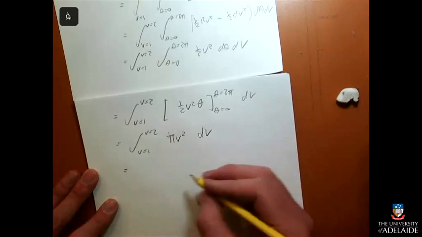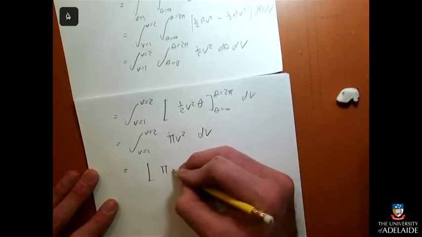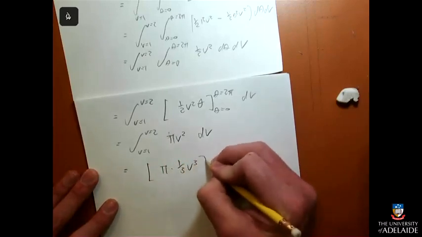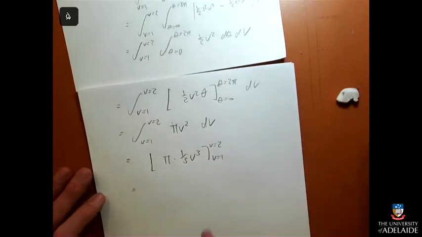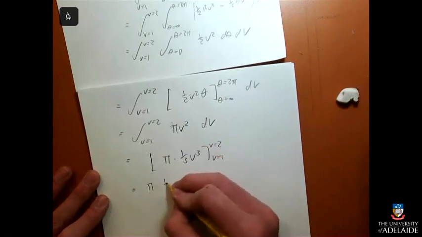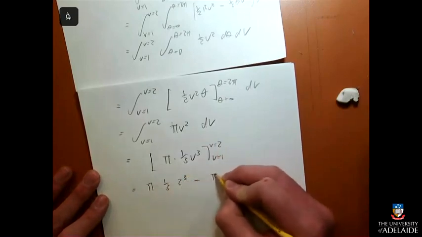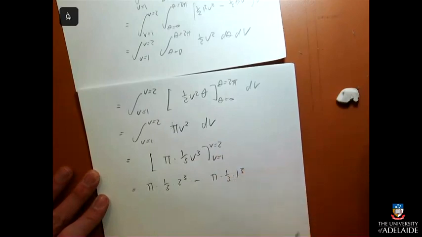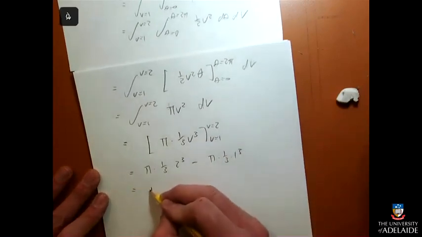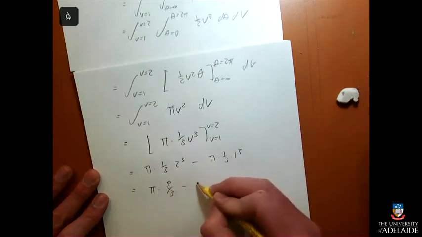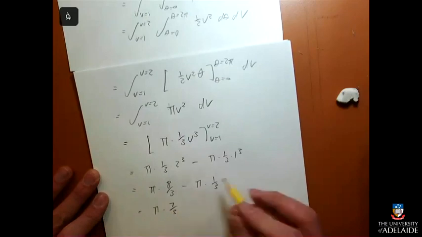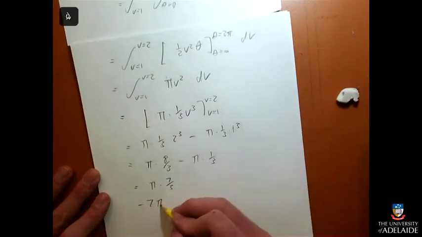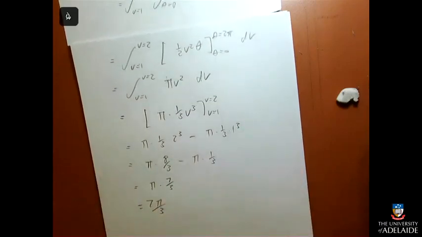And so now this is an ordinary integration. I'll do a third of v cubed. Now here's where I have to be careful, that's not a 0, so I've got pi times a third of 2 cubed minus pi times a third of 1 cubed. So pi times 8 thirds minus pi times 1 third would be pi times 7 thirds. And it's traditional to write it like this. Okay, it's apparently the answer.